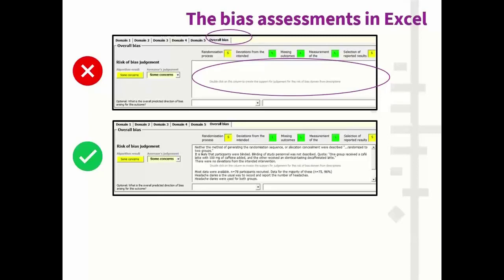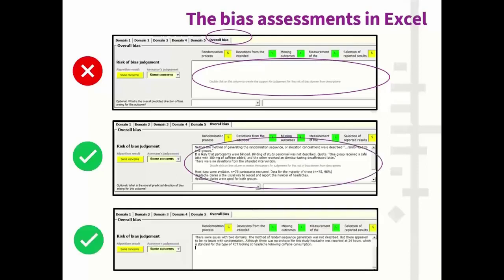So the overall domain will be a summation, if you like, of all of the information for the individual domains. But as you can see, this is quite a lot of text. So authors can edit that text down to a short summary of their reason for that overall bias, which in this case is some concerns. And you can see that looking at the bias assessments here, that there were issues with the randomization process and selection of reported results. So the authors have summarized those two items in this tab. And that's now ready to enter into RevManWeb.